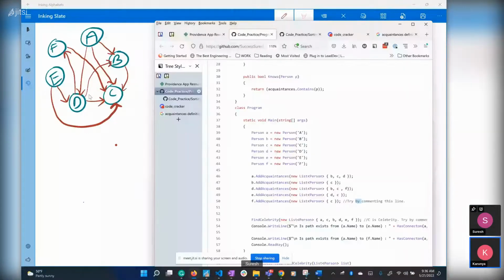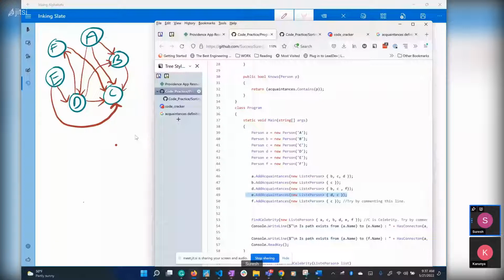I have one doubt here, Suresh. Now, as we constructed the graph before, let us assume E doesn't know C. E and C don't have any straight connection. But E to D and D to C. Does that mean E knows C? No, right? Yes and no, right?